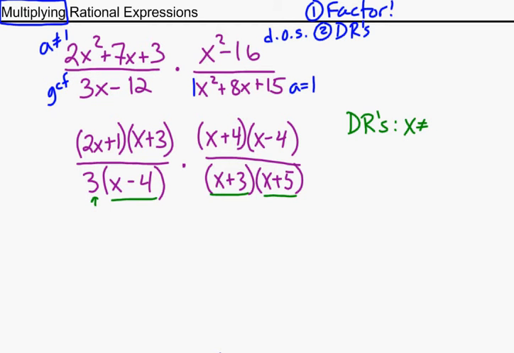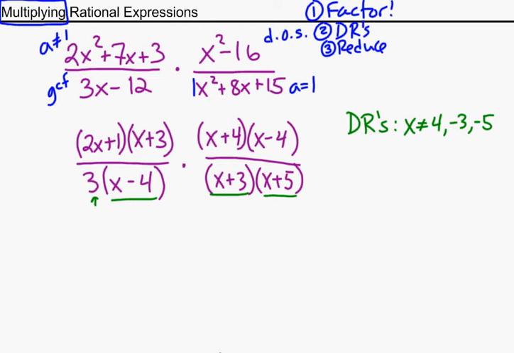So I can go through and just list off these domain restrictions. X is not going to be positive 4 from the first one, negative 3 from the second, and negative 5 from the third. Though they're not in order from least to greatest, those are going to be my 3 domain restrictions. So step 3, the last thing I need to do is reduce.